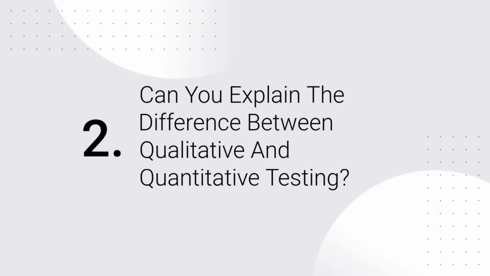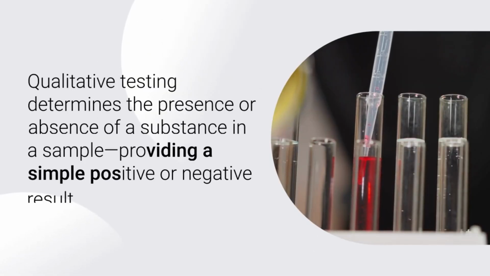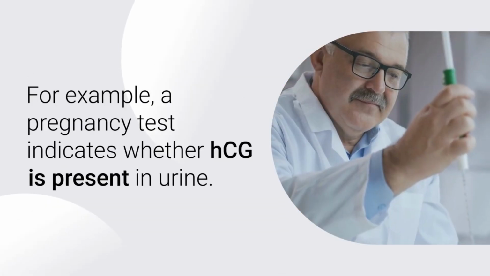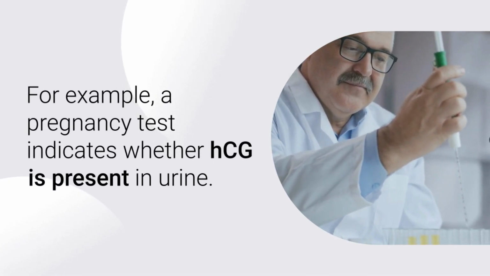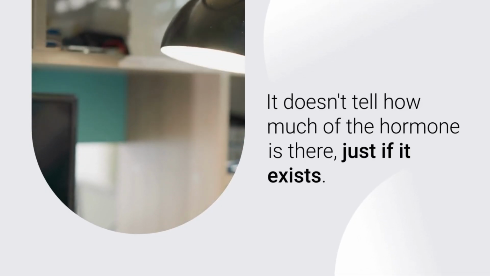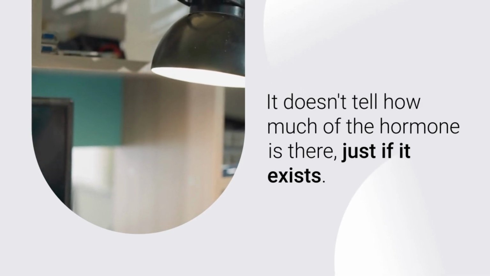2. Can you explain the difference between qualitative and quantitative testing? Qualitative testing determines the presence or absence of a substance in a sample, providing a simple positive or negative result. For example, a pregnancy test indicates whether HCG is present in urine. It doesn't tell how much of the hormone is there, just if it exists.